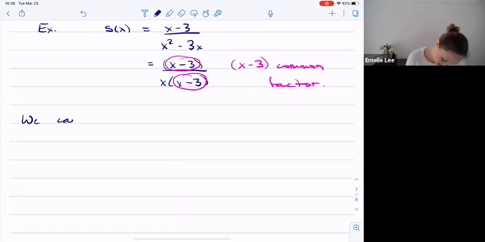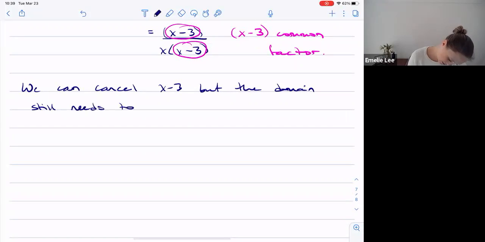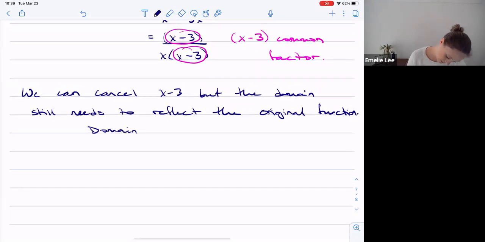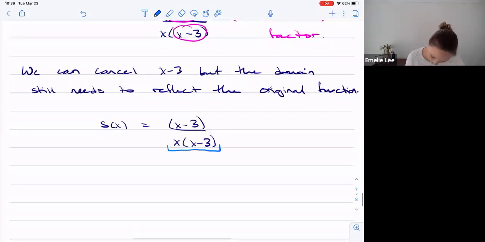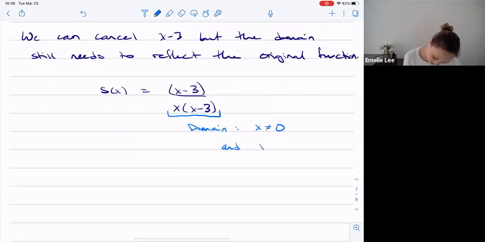So we can cancel x minus 3, but the domain still needs to reflect the original function. Okay. So the domain here, or maybe I'll write it out again. So if s of x is x minus 3 over x times x minus 3, well, it's been a while since we did the domain here, but the domain is that x can't be 0, right? Remember, I have to avoid dividing by 0, so x can't be 0, and x can't be 3.